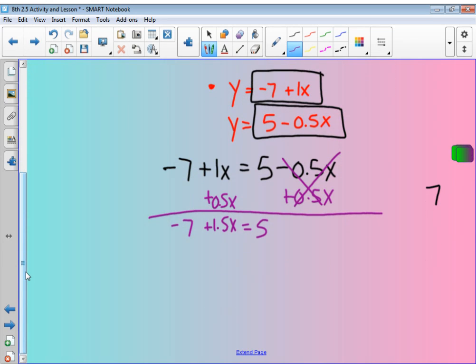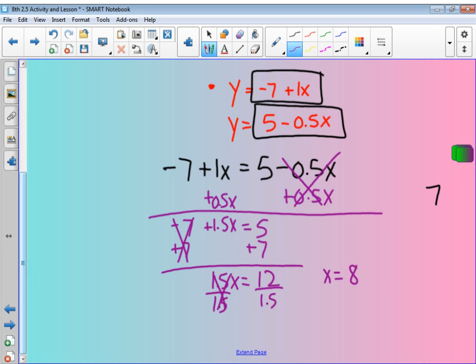Now I want to get my non-x's to the other side, so I have to move this 7, plus 7, plus 7. I get 1.5x equals 12. Now I need to get that x by itself. I'm not checking your longhand division of 12 divided by 1.5. You can go ahead and use a calculator. So divide by 1.5. When I take 12 divided by 1.5, that's going to give me 8. So I just found out that x equals 8. So it's going to be 8 comma something.